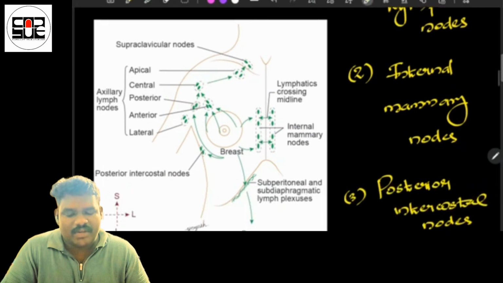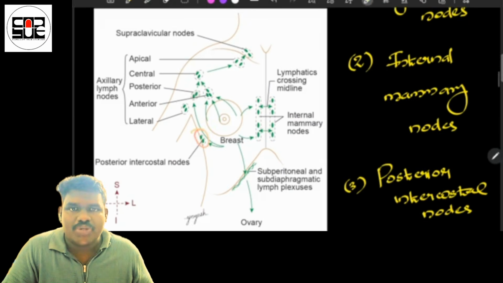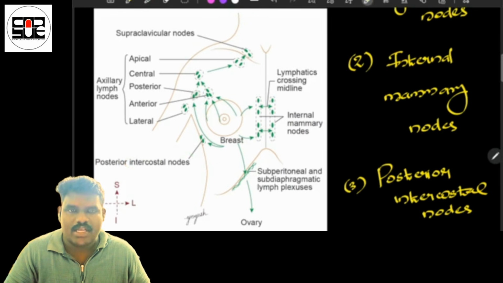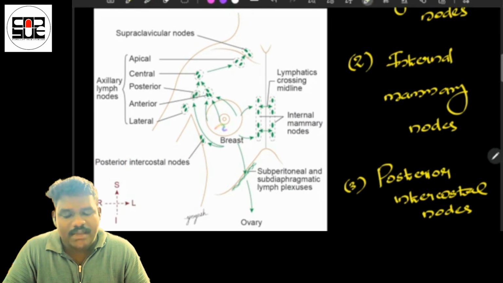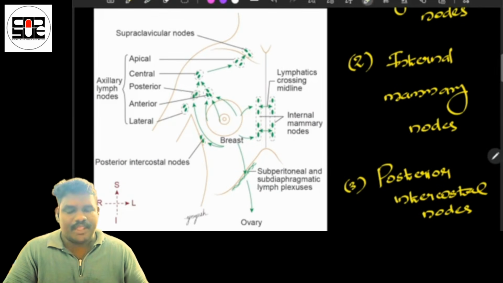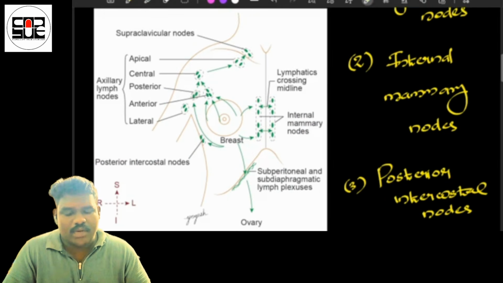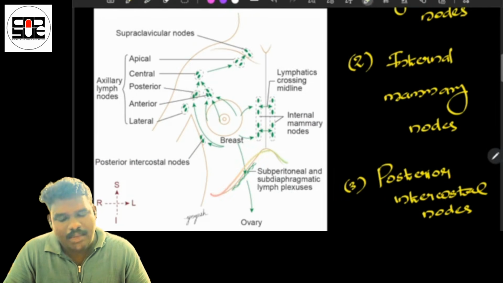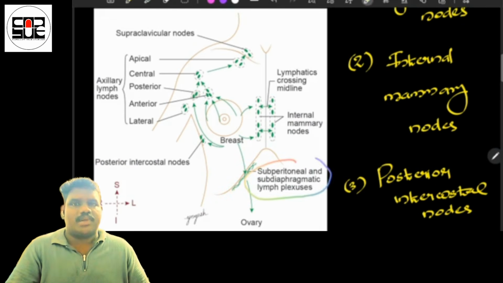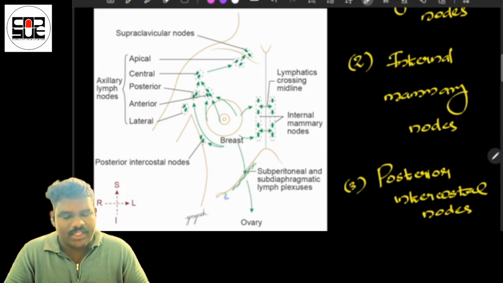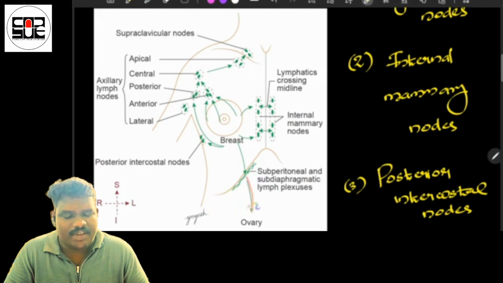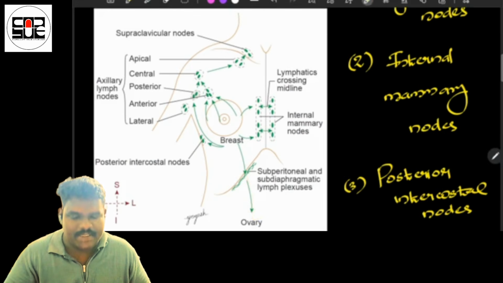Further, we have to mention one more group: the posterior intercostal nodes. They are present between two ribs, so they are called intercostal nodes. They mainly drain the breast from the posterior or deep aspect. And for lymphatic drainage, there is a diaphragm here. Below the diaphragm, the lymphatic vessels form a plexus called the subperitoneal or subdiaphragmatic plexus. There is a liver here, and close to the liver there are hepatic nodes, and there are some lymphatics of the ovaries also, important for the discussion of lymphatic drainage.